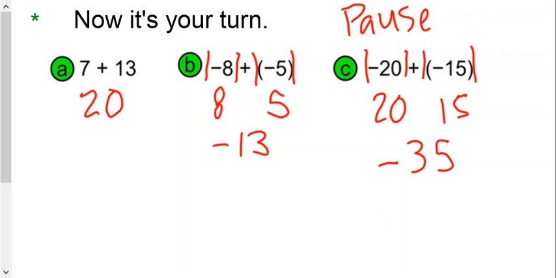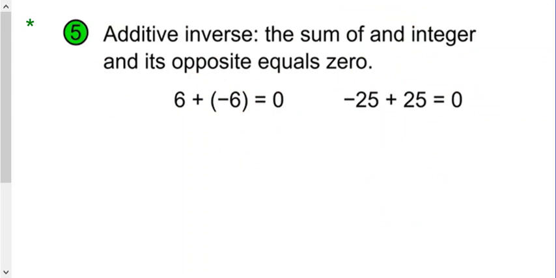All right. Last one here, additive inverse. Okay, so this is a definition that you need to write down in your notebook. Additive inverse is the sum of an integer and its opposite equals 0.